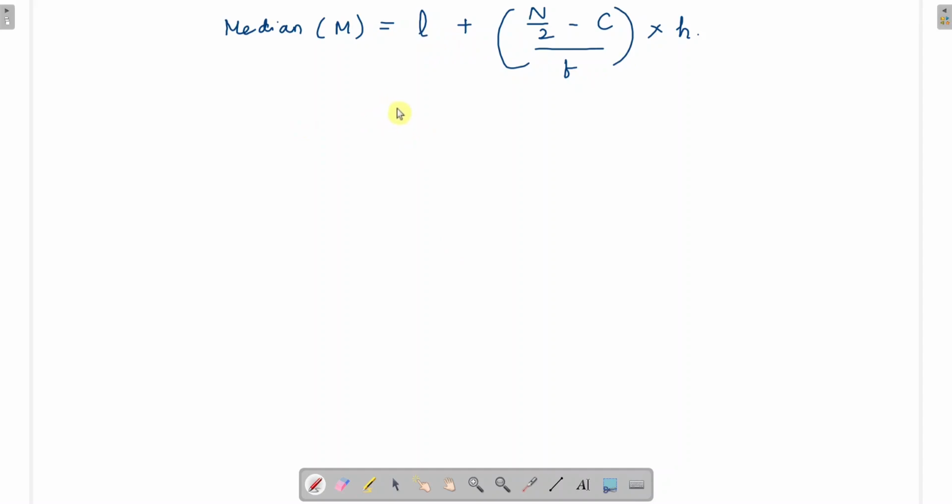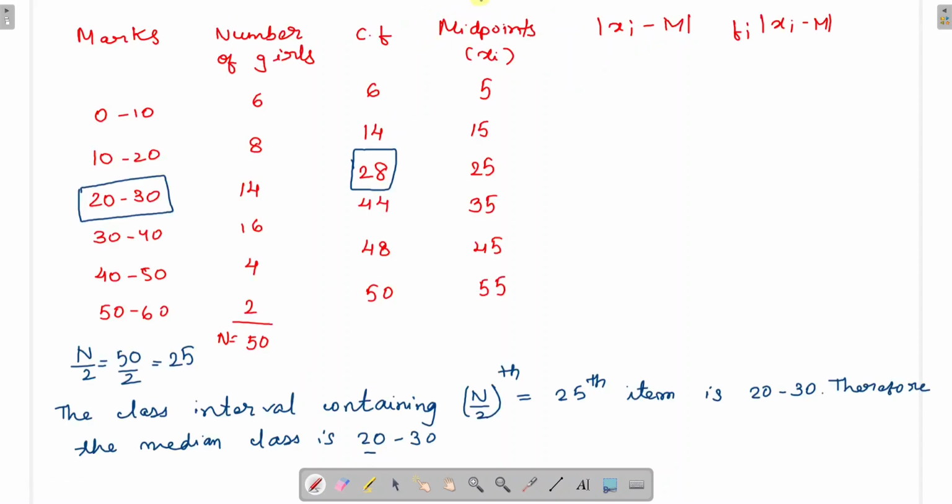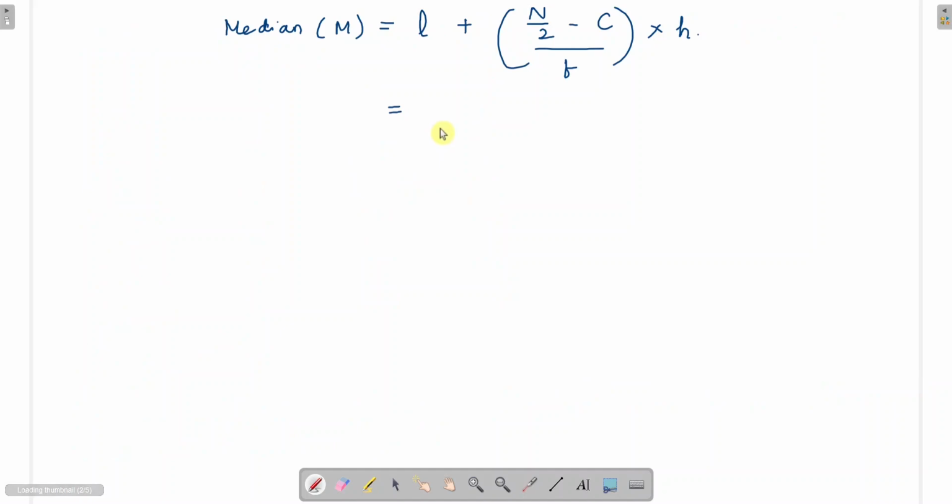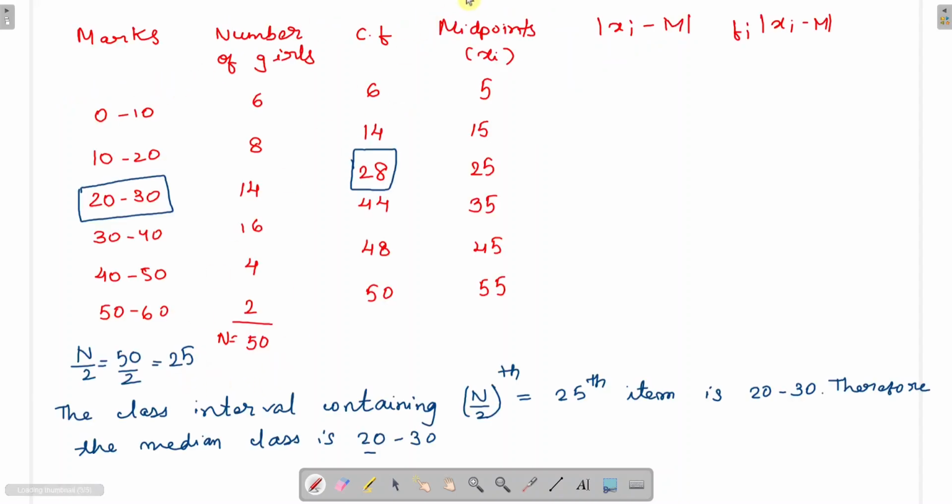For now I'll just say that l is the lower limit of the median class, that is 20. One thing I will do here is write all the values. So l is 20 because it is the lower limit of the median class. Then capital N we have found out, that is 25.